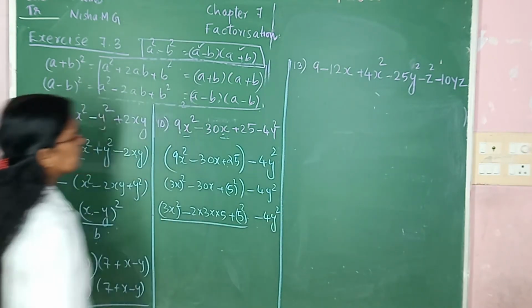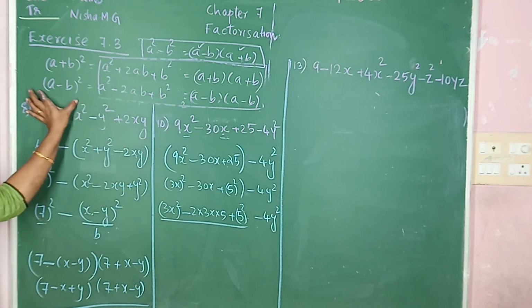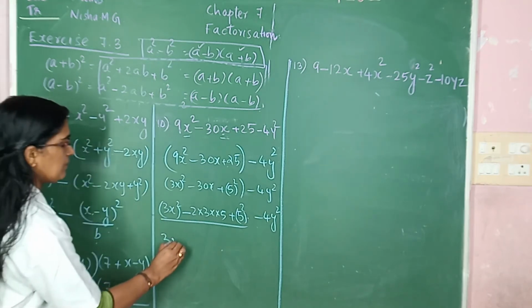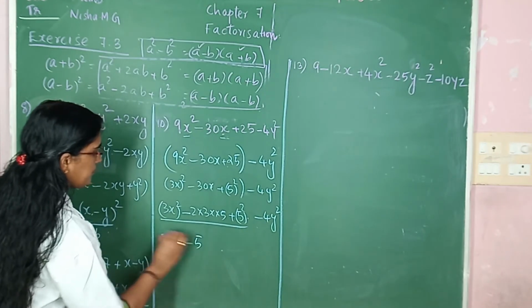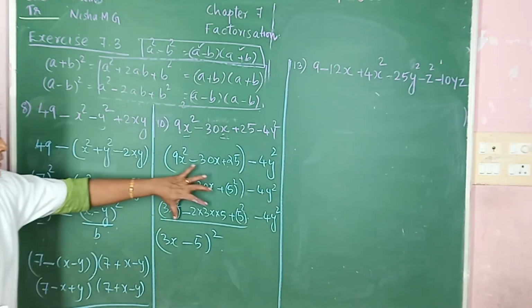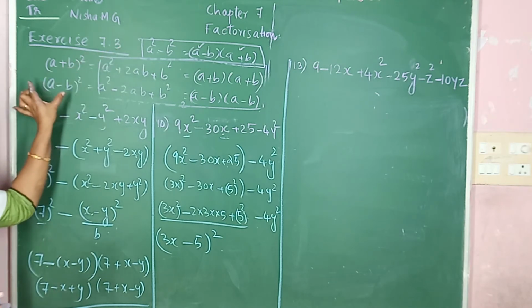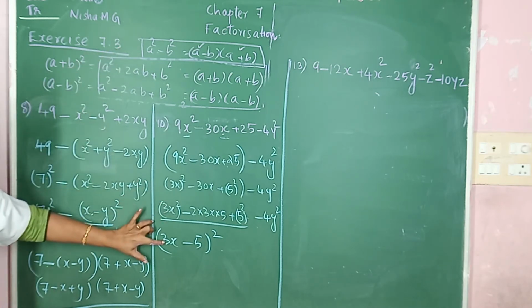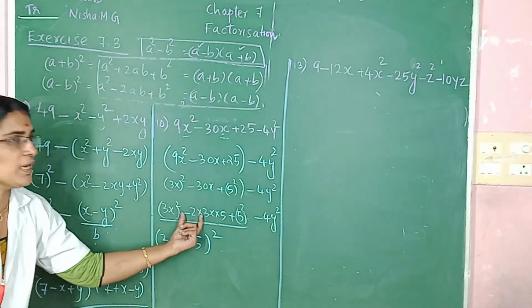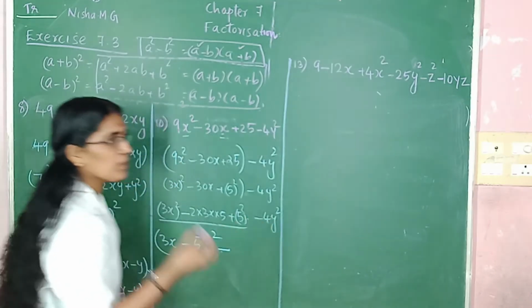Which identity? First or second? Minus, so second. What is it? A minus b whole square. What is a here? 3x. What is b here? 5. Okay children? Clear children? Compare with this identity. No factorization. Use identity a minus b whole square. A is equal to 3x. B is equal to 5. Middle term negative, so here negative. Clear. Minus 4y square. Now change.